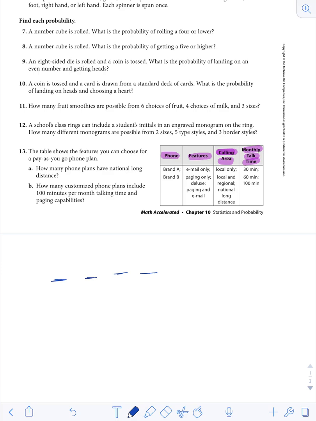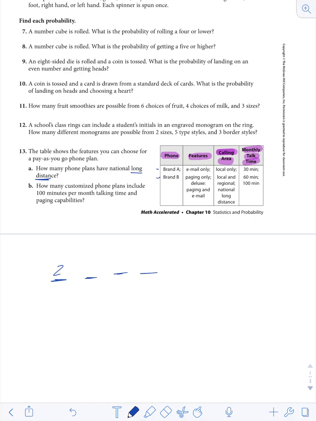Okay, it says how many phone plans have national long distance. That's the only thing we're worried about, the long distance. It doesn't matter anything else about the options. So if I look at the phone, how many options do I have for the phone? I have 2 options. I can either get brand A or brand B. So I'm going to plug a 2 in there.